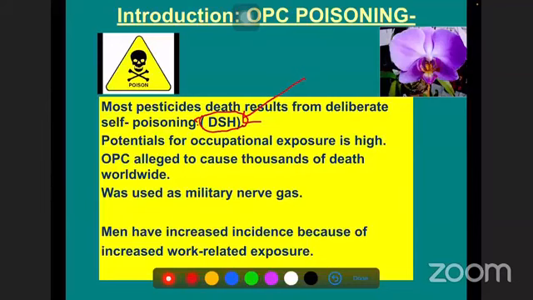আমরা জানি যে খেতে যখন ওষুধ দিতে যায়, তখন যদি দক্ষিণ দিকের বাতাস থাকে আর উত্তর দিক থেকে ওষুধ দিচ্ছে, দেখা যায় যে ওদের ইনহেলেশনাল পয়জনিং হয়। তাহলে potential of occupational hazard is very high. OPC is alleged to cause thousands of deaths worldwide, but in our country, I should say it is very, very high. It was used as military nerve gas previously, in the Second World War, and men have increased incidence because of increased work-related exposure. But females are at very, very high risk of having organophosphorus compound poisoning in our country. And children, I have seen a lot of children accidentally take organophosphorus compounds.